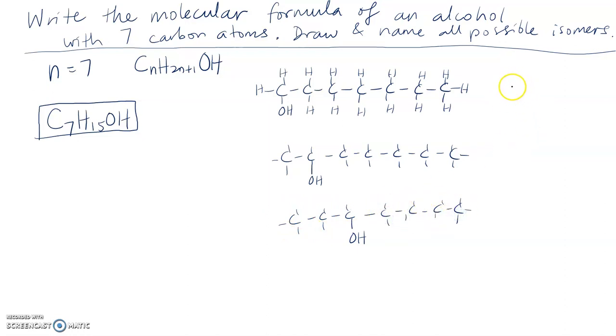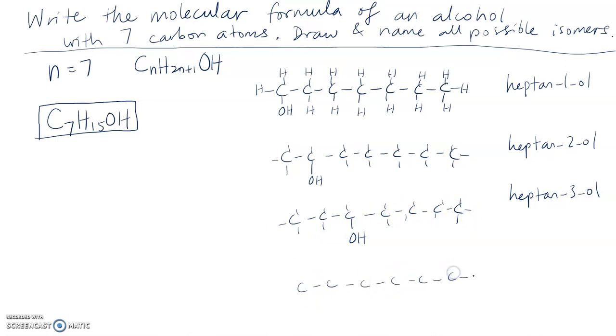Now if I were to name them, this would be heptan-1-ol. This would be heptan-2-ol. This would be heptan-3-ol. Can I do a heptan-4-ol? Let's see. 1, 2, 3, 4. If I number it from the right side, it's also 1, 2, 3, 4. Okay, yes. So I can do a heptan-4-ol.